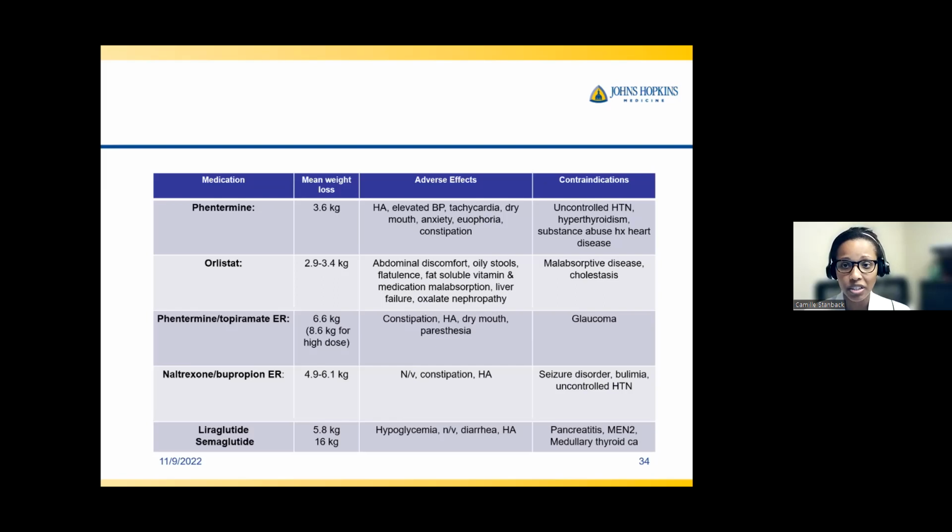The newest medication that we have with the most weight loss seen is called semaglutide, or the brand name is Wegovy, which can be associated with a mean weight loss of approximately 16 kilograms. It is important to note that some of these medications have a dual purpose of treating type 2 diabetes. We'll review some of those medications further, but namely those include liraglutide and semaglutide. These are part of a class of medications known as glucagon-like peptide receptor agonists.